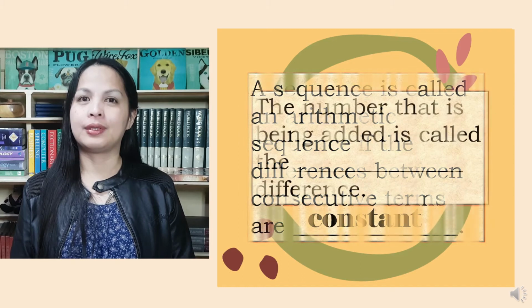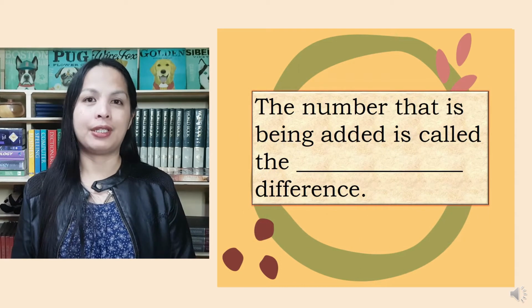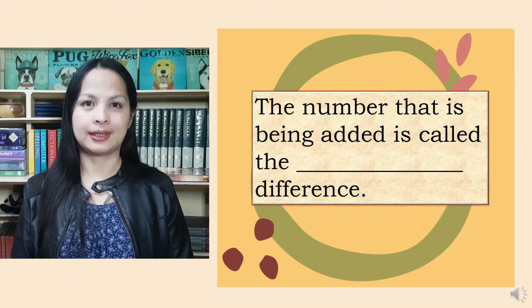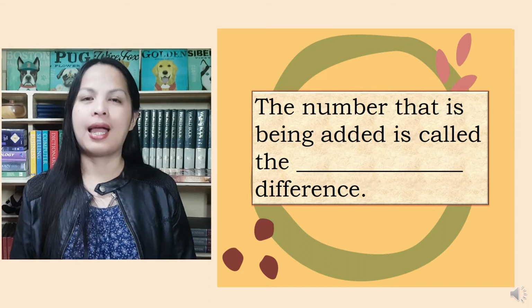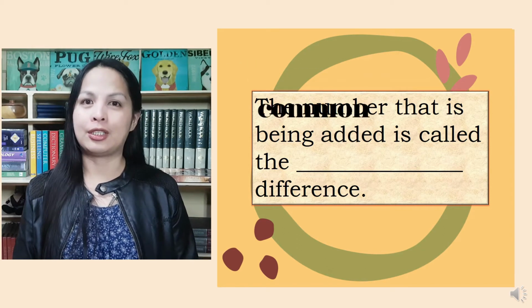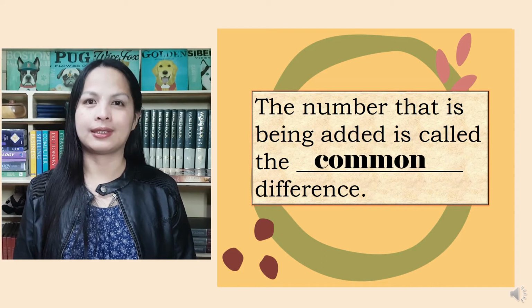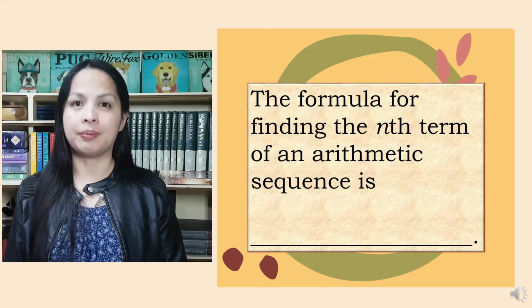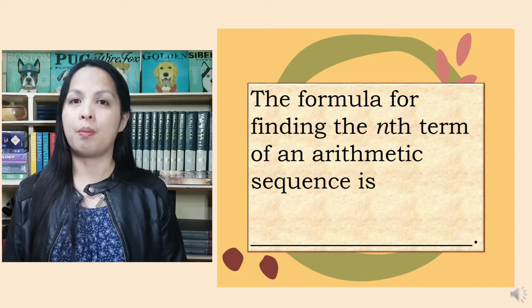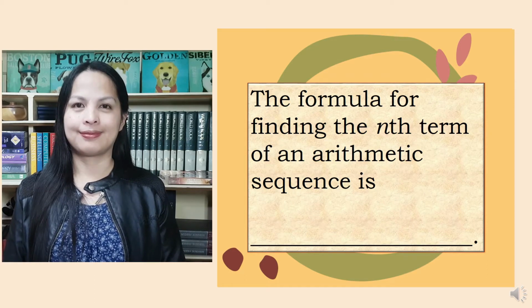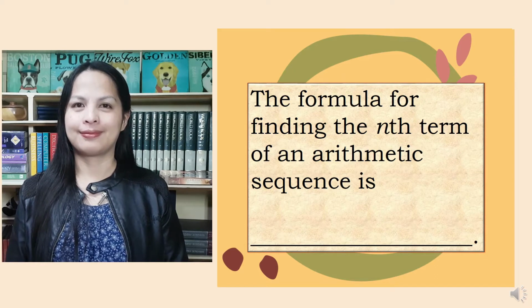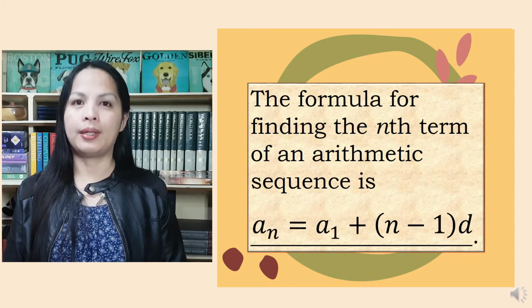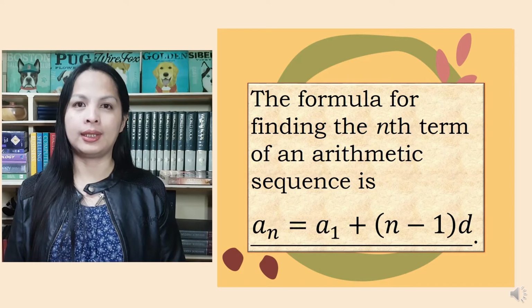Number 2. The number that is being added in every term of an arithmetic sequence is called the blank difference. Again, you are correct. It is called the common difference. Last, the formula in finding the nth term of an arithmetic sequence is blank. It is a sub n is equal to a sub 1 plus the quantity n minus 1 times d.